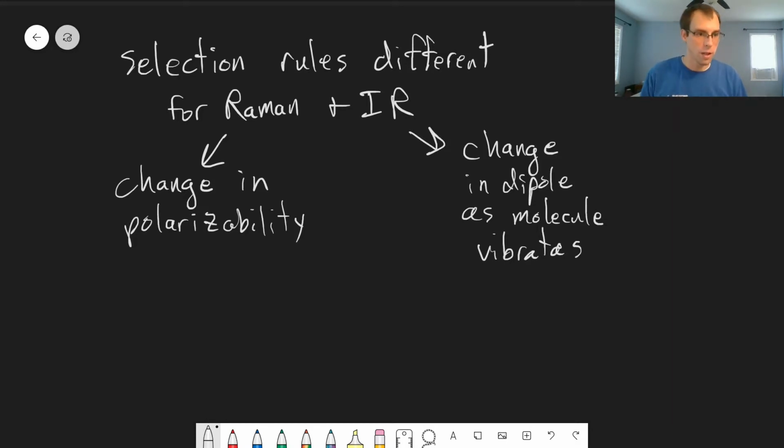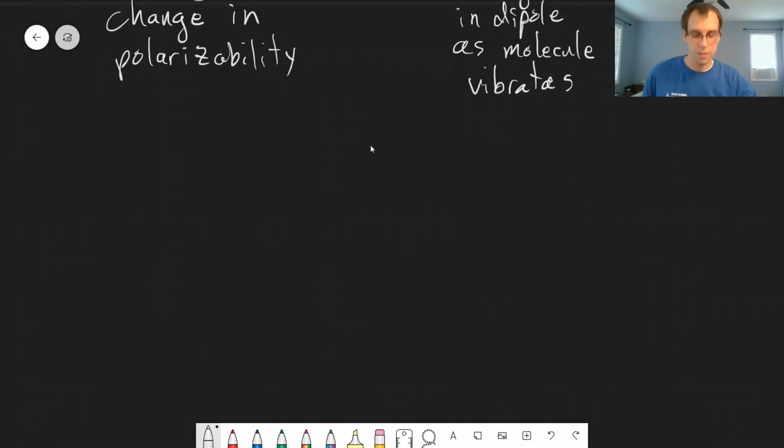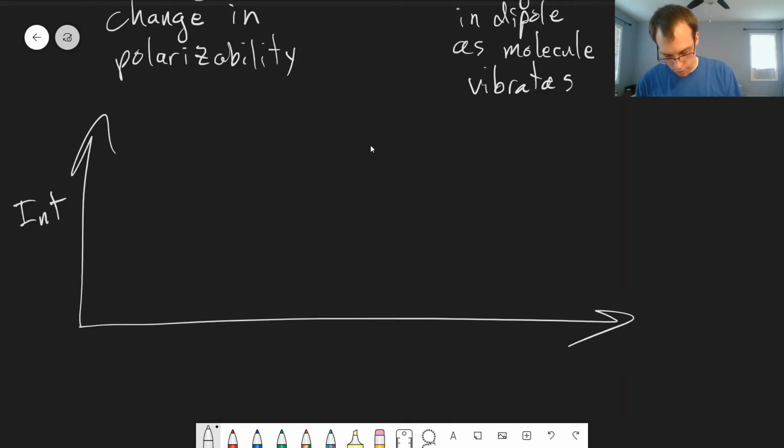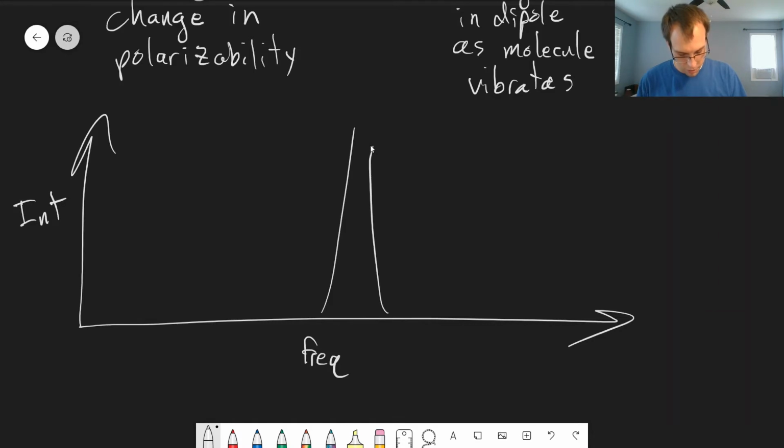And so, when you look at a Raman spectrum, it's going to look something like this. If we plot intensity of light on our y-axis and frequency on our x-axis, we'll see a huge peak from the Rayleigh scattering, and this is at the same frequency of light as we have incoming from our laser. Usually this will be the laser.